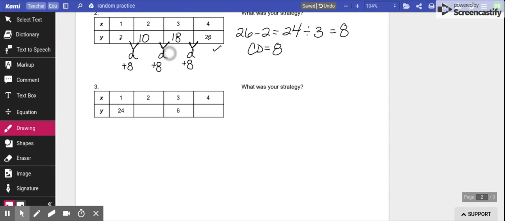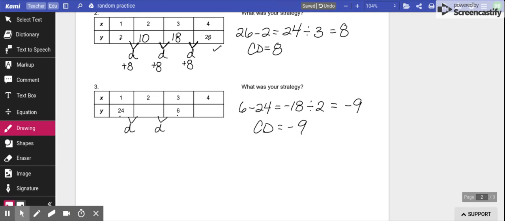Looking at example 3. This time I need to go from 24 to 6. So I can already tell I'm going down. And in order to get there, I'm going to use my common difference twice. So how far apart is 24 from 6? 6 minus 24, negative 18. And I am using my common difference 2 times. So I'm going to divide by 2. I get negative 9. So my common difference is negative 9.